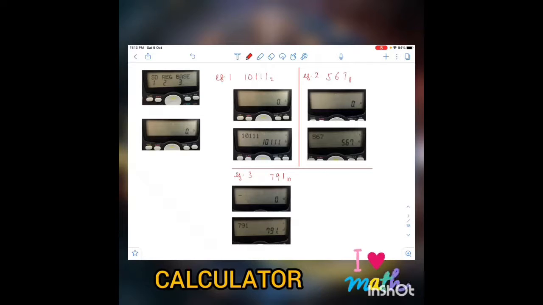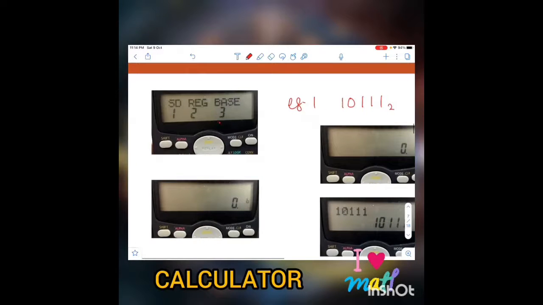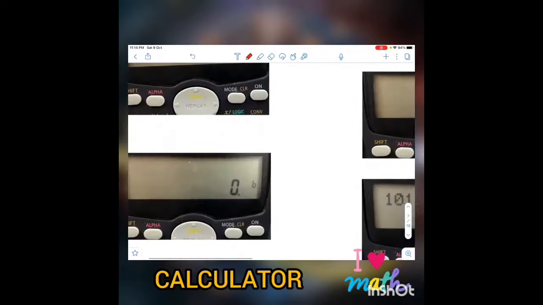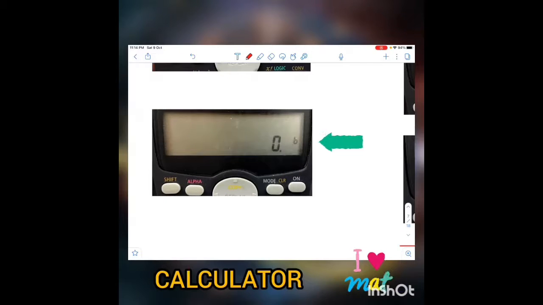First of all, if we want to use the calculators to help us with number bases, we need to go to the base function. As I show you here on the screen, you press the mode button until you see these three words come out. When you see base, you press 3. Then you can see the screen of the calculator showing a B at the side there. It means the calculator is ready for number base.